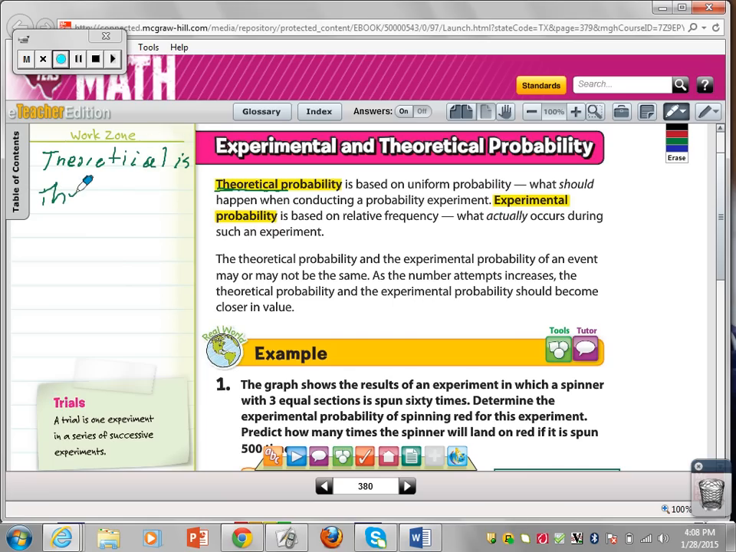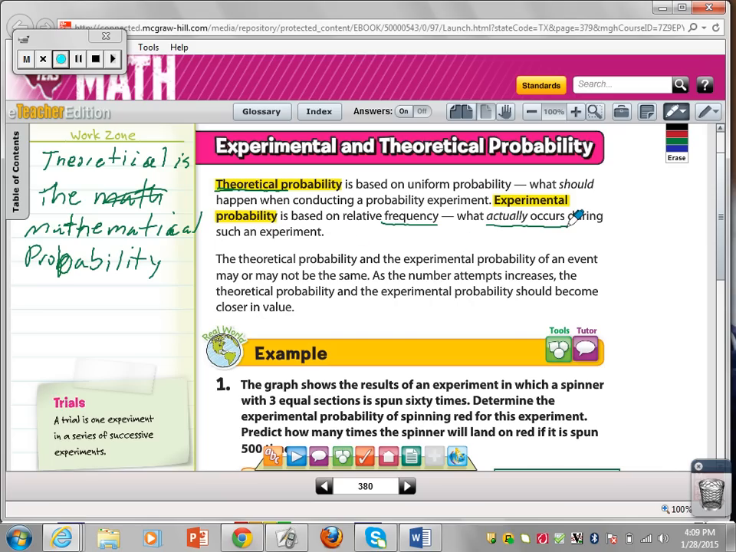Let me see, the mathematical probability. Okay, so basically it's what we expect if everything was in a perfect world. Now experimental probability is based on relative frequency, and you saw that word in the previous video: how often something comes out, what actually occurs during such an experiment.